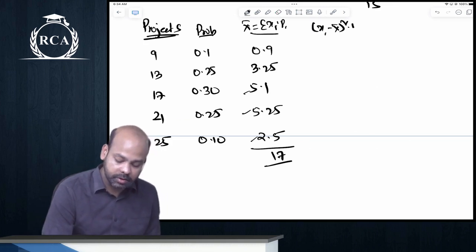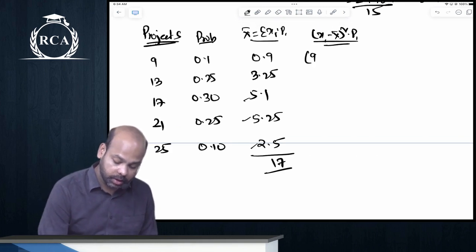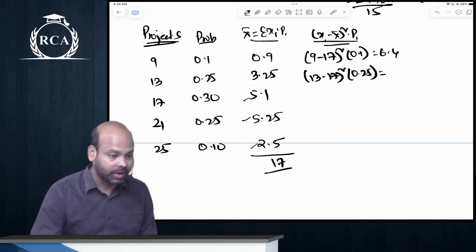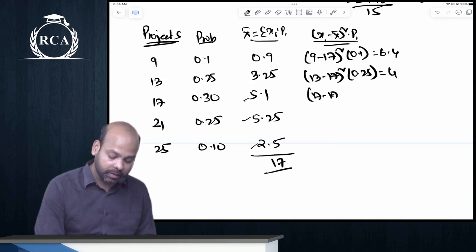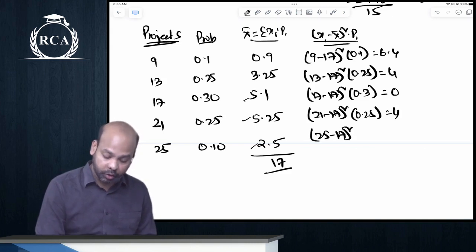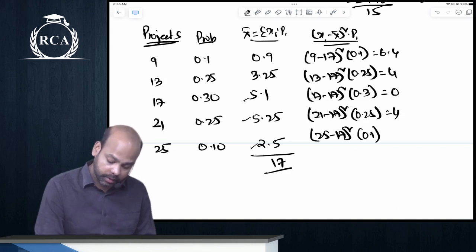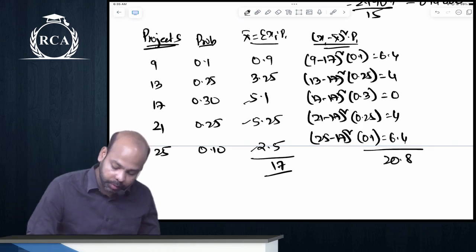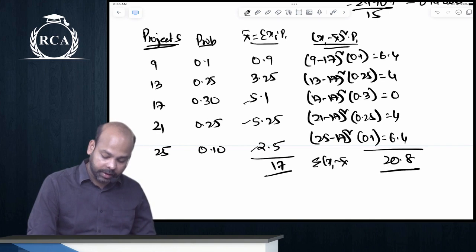Xi minus x bar whole square into pi. Let me do it, otherwise my mind will go crazy. 6.4. 4 square, 16 into 0.25 is 4. 17 minus 17 whole square into 0.3 is zero. 21 minus 17 whole square, 16 into 0.25 is 4 again. 25 minus 17 is 8, 8 whole square multiplied by 0.1 is 6.4 again. So this will be 6.4, 6.4, 12.8 and 8, 20.8. This is your variance.